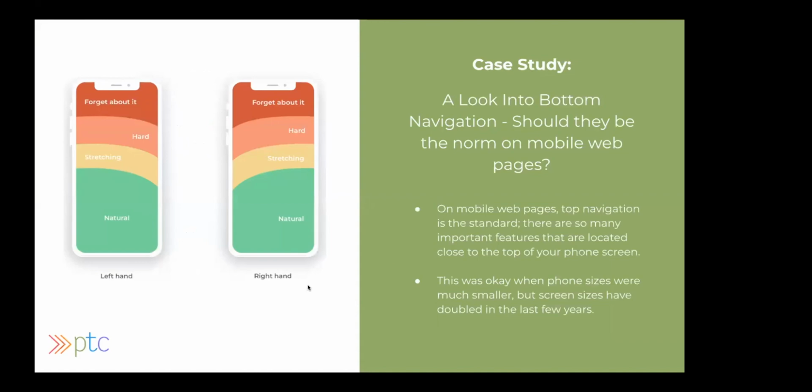Now, let's take a look at a case study. Should bottom navigation be a norm for mobile web pages? Think about it. Phone sizes have gotten much larger over the past few years. When you're trying to use one hand, for example, tapping a button at the top is nearly impossible and requires a lot of stretching on your part. Designers need to keep in mind the most comfortable way for the user to maneuver their products.